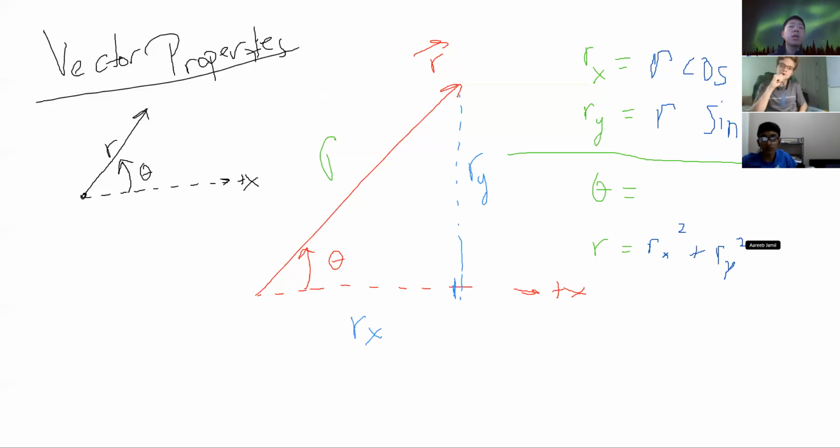Steven, why did you erase that? Because he forgot the arctangent. Oh, I probably gave it away.